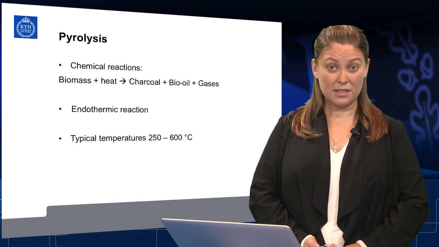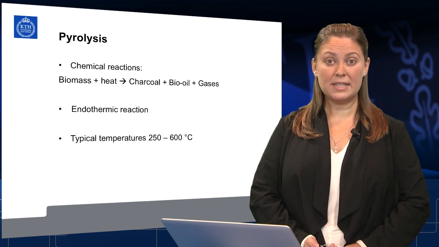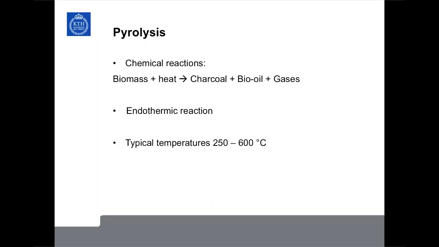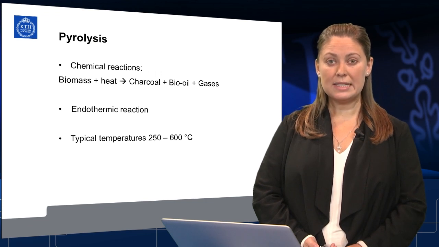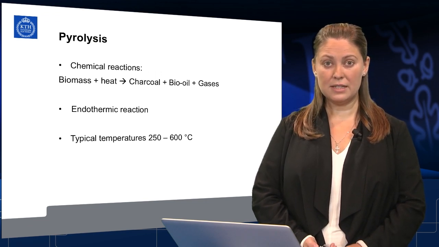From a chemical perspective, pyrolysis is a decomposition of biomass by heat, without any oxygen in the system. There are three main products during pyrolysis: solid, charcoal; liquid, bio-oil; and gaseous fraction, a mixture of different gases such as carbon monoxide, carbon dioxide, methane, and hydrogen. Typical temperatures for pyrolysis are between 250 degrees and 600.